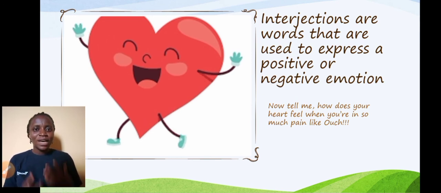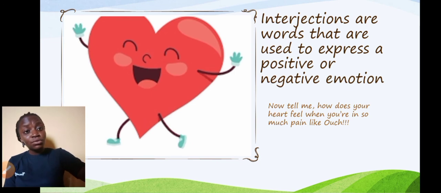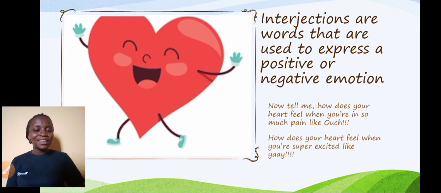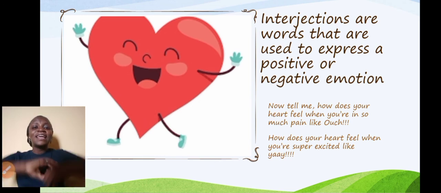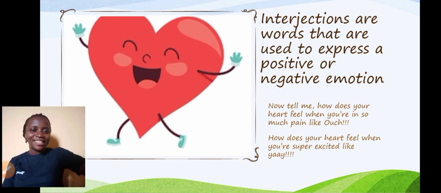Now, how do you feel when you're scared or when you're in so much pain? Your heart is beating fast, faster than usual, and then you're making the sound, ouch. Or when you're so excited, your heart sometimes also beats fast, and then you hear something like, yay. Yes, just like it's seen in this image. So, interjections are words that are used to express a positive or a negative emotion.